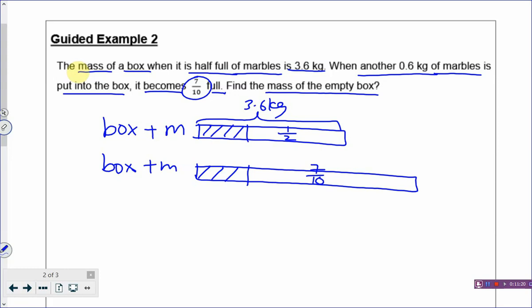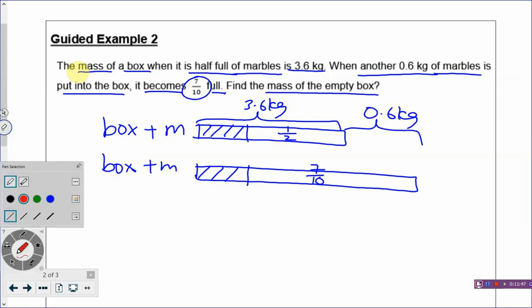You don't want to cut into many boxes. You can actually also indicate your fractions in your model. And the model is not done yet, because where do you put 0.6 kg of marbles? Which is over here. You put more marbles, which is another 0.6 kg of marbles. So can you find the mass of the empty box? Your question mark will be to find what is the shaded part.